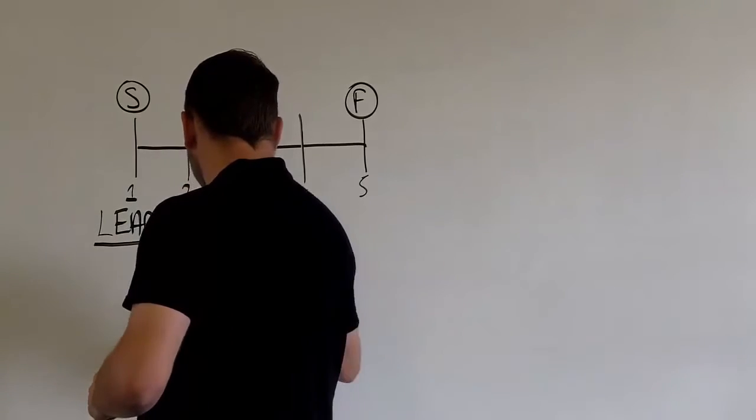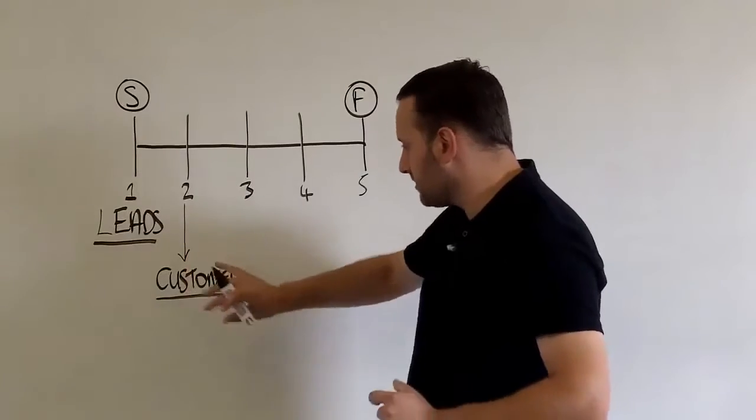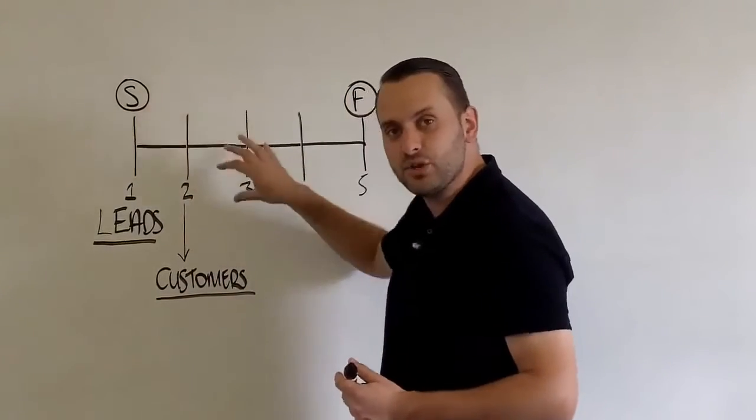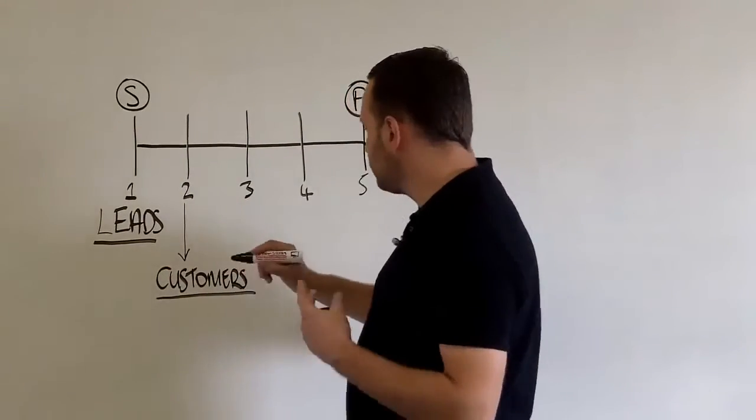Okay? So customers is the next part. So we're getting leads, then we want to be getting customers, okay? And this is done by actually offering something. And like I say, I'll teach you what the 5 pillars are in a moment. So we've got leads, we've got customers.